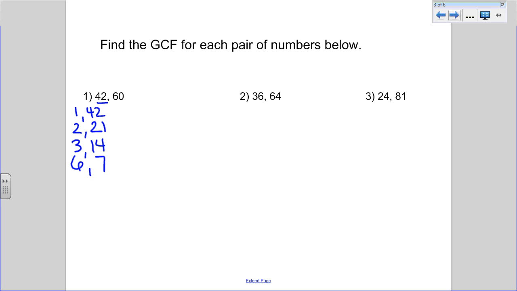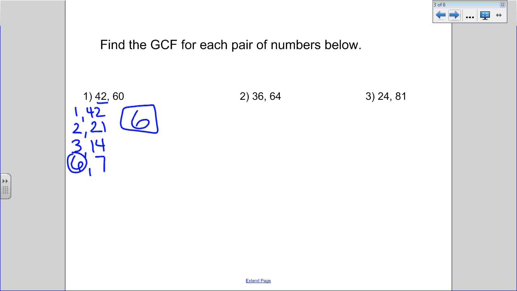No, because 7 times 9 is 63. Does 6 go into 60? Yes, so I just found my greatest common factor. I'm done. Now, it may take a little bit of time, ladies and gentlemen, but what I've done now is I've narrowed it down to a lot less guessing and checking. Does that make sense? Yeah. All right. 36 and 64.